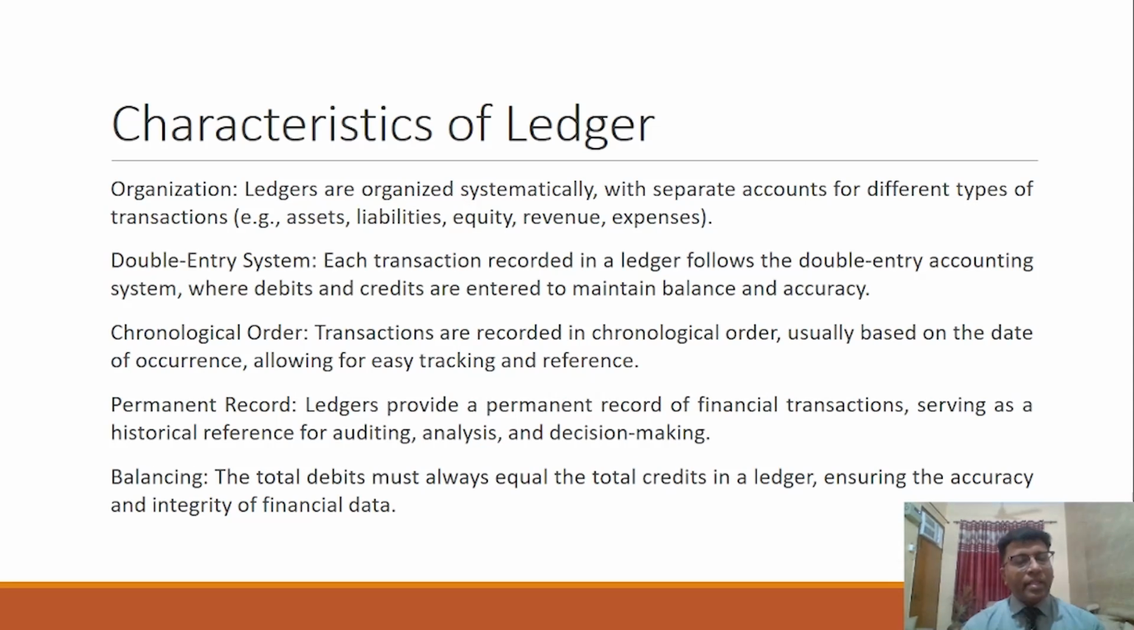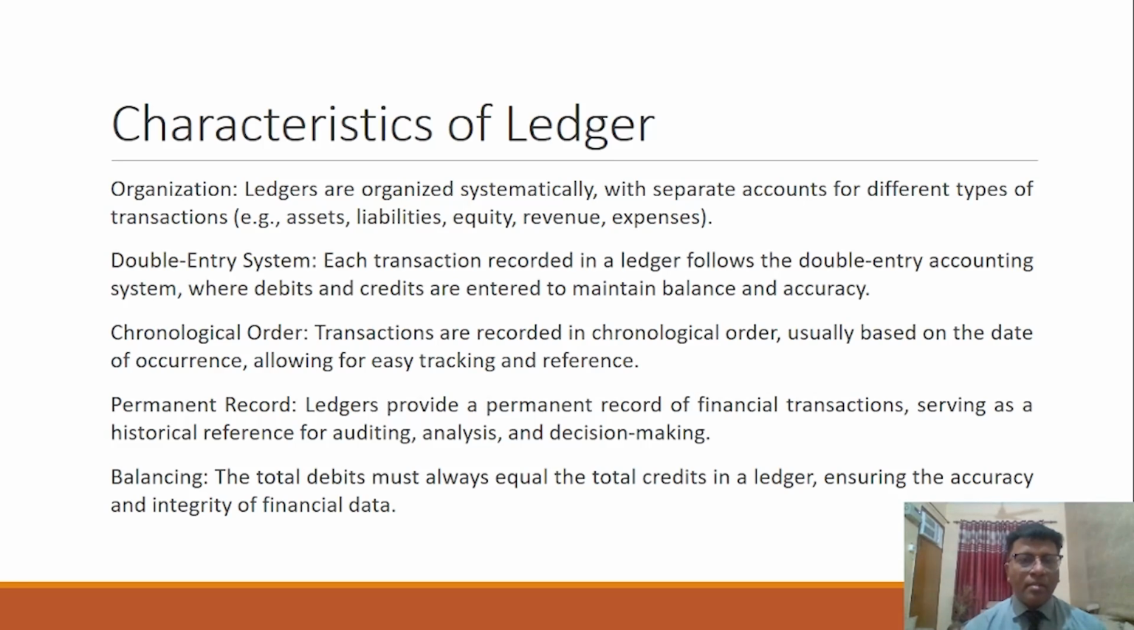Okay. Second one is the double entry system. As you are aware, under the double entry system, each transaction that is recorded in the ledger follows the double entry accounting system where you have to enter the transaction on two sides in the ledger, that is the debit and credit.